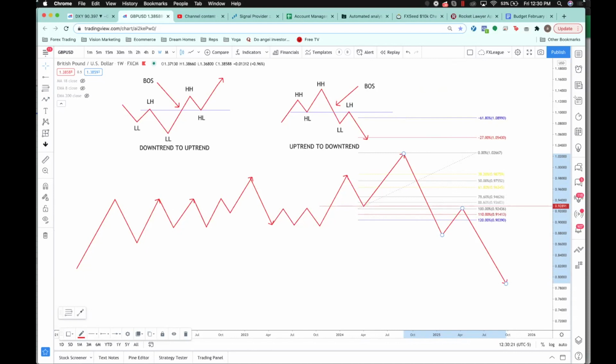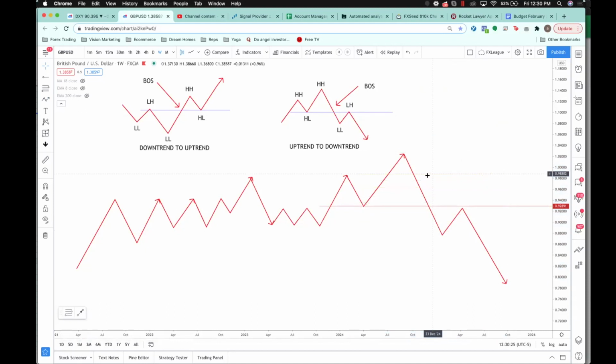But yeah, so this is becoming a more advanced example. Once this breaks, look at what this is. This is this chart right here. We're in an uptrend. We had the break of structure. Now we're looking for that first higher low.